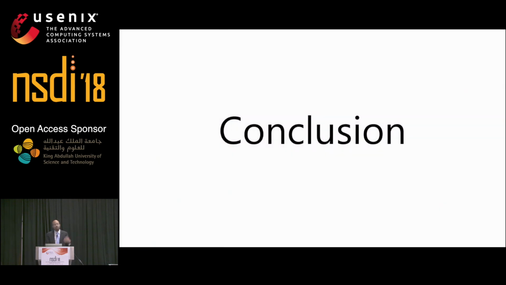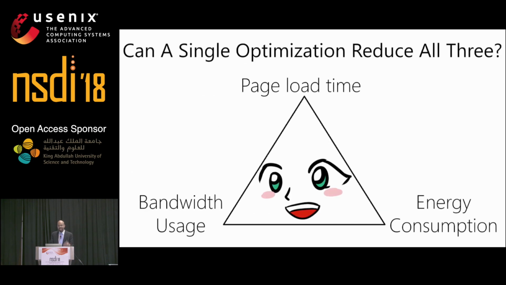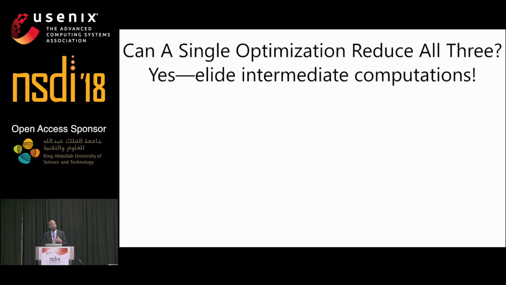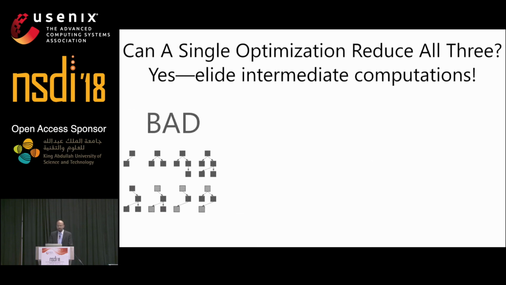So in conclusion, what did we discuss today? Well, at a high level, we investigated a single question. We said, can a single optimization simultaneously reduce page load times, cut bandwidth usage, and decrease energy consumption? And so the answer is yes. The way that you do that is by eliding intermediate computation. We discussed how the traditional way of building a frame is actually bad because it requires the browser to do a lot of work that gets thrown away.